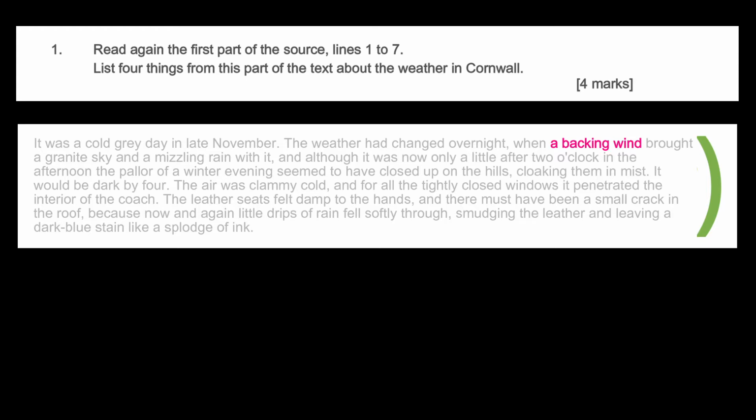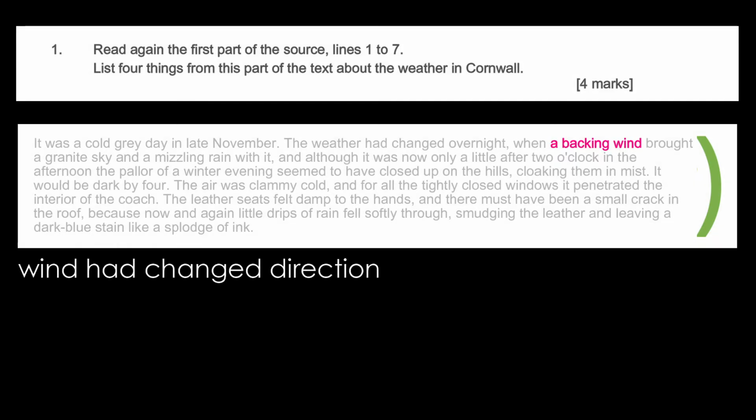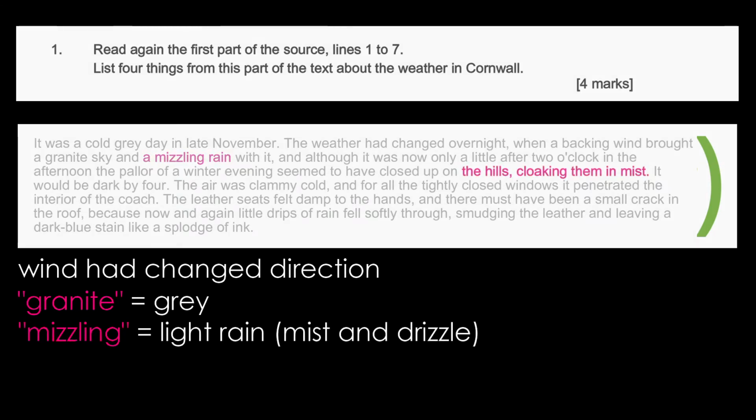Or if you happen to know what backing means when related to the wind, you can paraphrase by saying that the wind had changed direction. A backing wind is one which has shifted in an anti-clockwise direction. There's a granite or grey sky. There is a mizzling rain, or to paraphrase, a light rain. There is mist on the hills. The air is clammy and the air is cold.